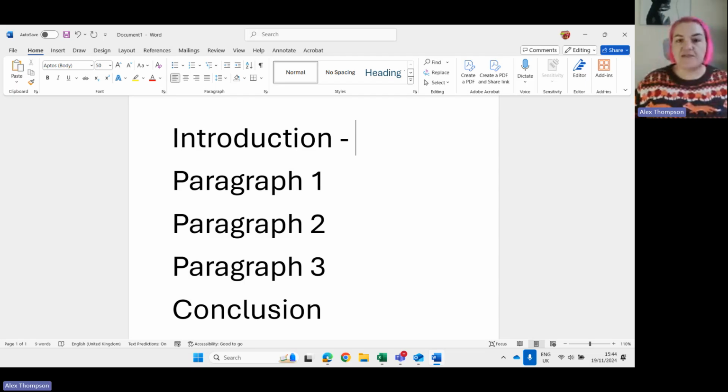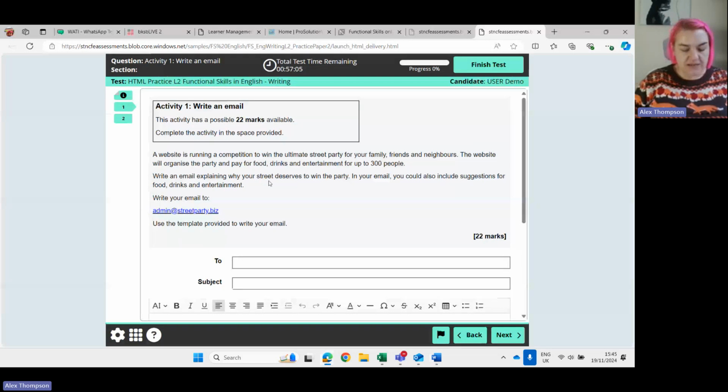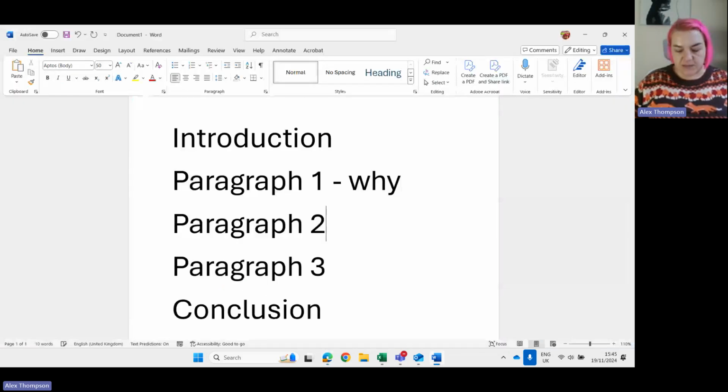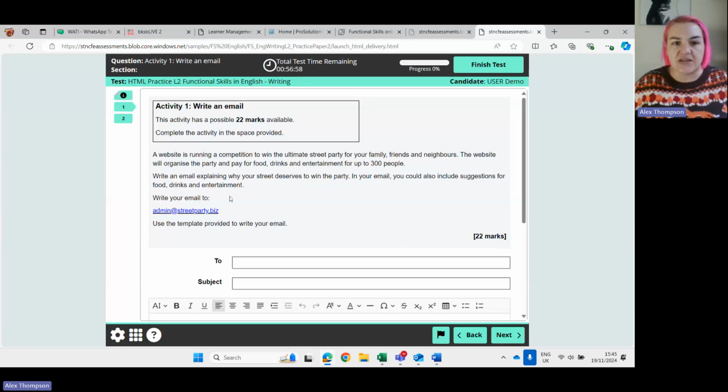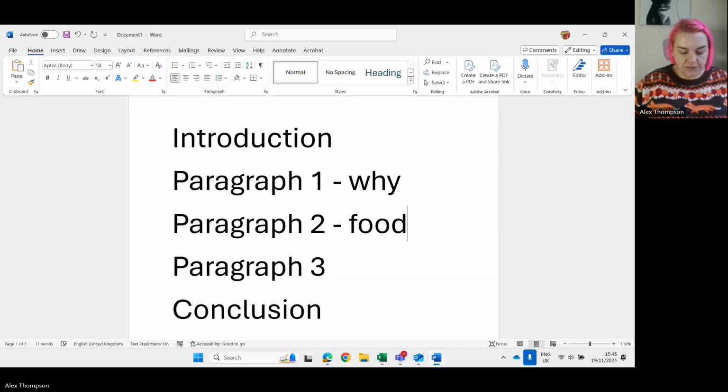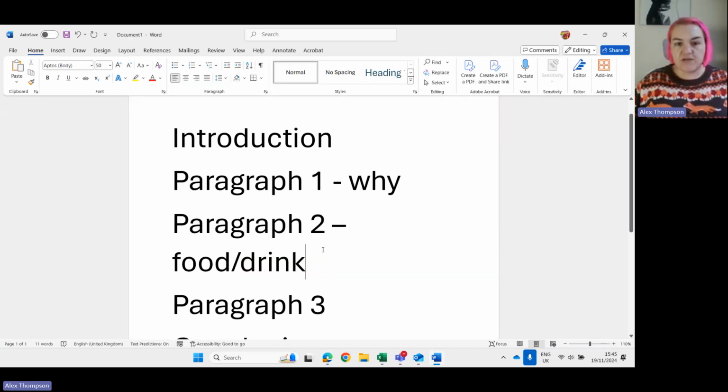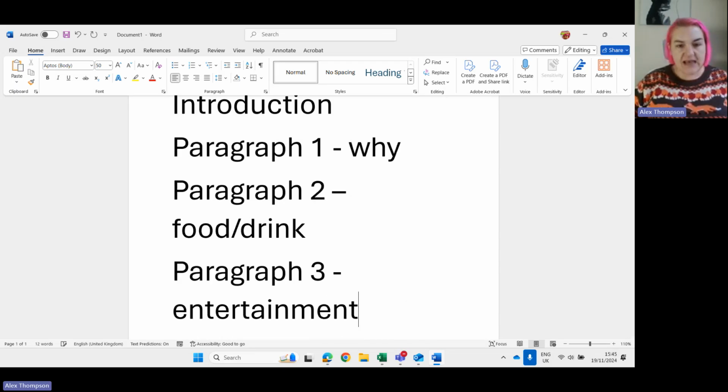So for example, the paragraphs in this mock exam example would be things like, it wanted us to ask why your street deserves the party. So we want to say why the street deserves the party. They wanted recommendations or suggestions for food and drink. They also wanted a paragraph asking about entertainment.